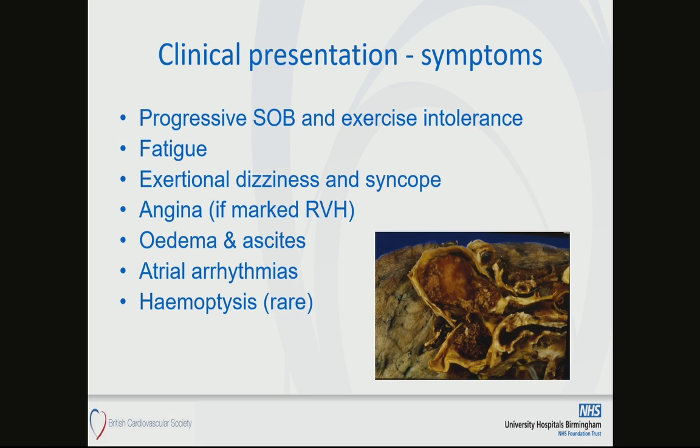They might get exertional dizziness, they might get syncope if it's quite severe pulmonary hypertension. Angina, I've never seen angina with marked RVH, but it's reported. If it's got significant right ventricular failure, they get edema and ascites. Young people don't tend to get edema until quite late. Atrial arrhythmias, again when it's advanced. Hemoptysis, it's very rare, and this is just a nice post-mortem specimen of pulmonary artery with extensive thrombus within it. You can see where they get hemoptysis.